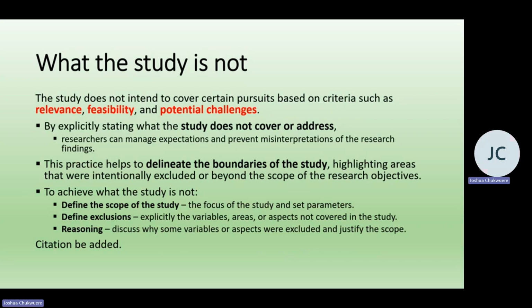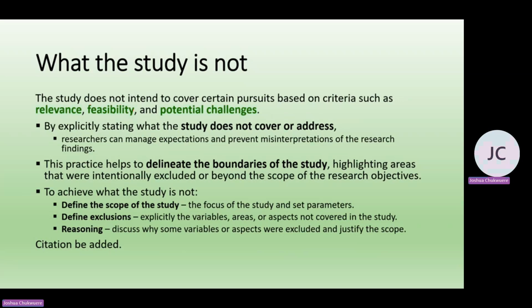Okay, highlighting the areas that were intentionally excluded or beyond the scope of the study, all the areas that are being excluded. So you are able to say, okay, the study will not cover this. Look at all the exclusions of this study. And that is it. So to achieve what the study is not, you should be able to define the scope of the study, then define exclusions, and then other different kinds of reasoning.